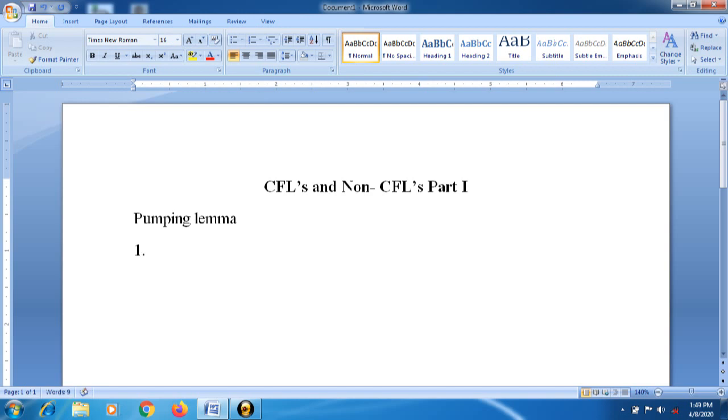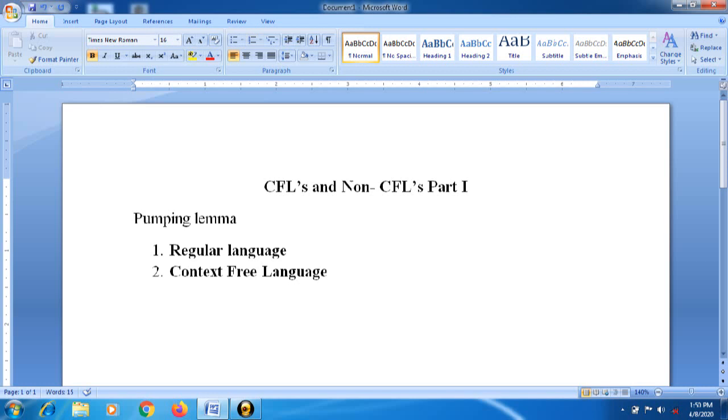First one is regular language and second one is context free language. So first we will see the pumping lemma for regular language.